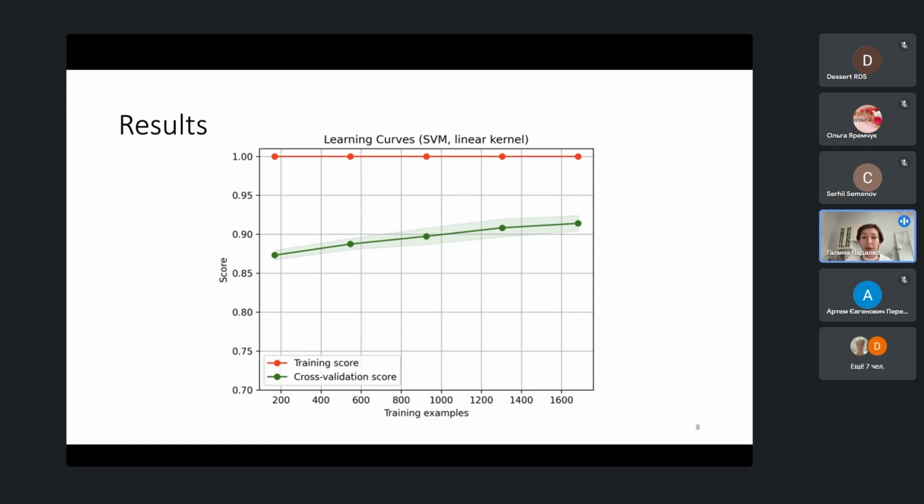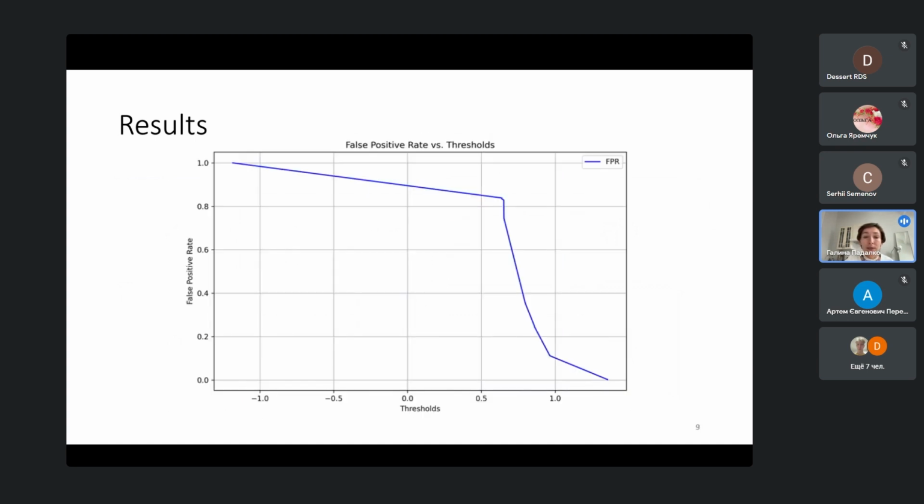You can observe it. The false positive rate versus threshold graph displays the false positive rate as a function of the decision threshold used by the model. It helps to identify the optimal decision threshold that minimizes the false positive rate while maximizing the true positive rate. The false positive rate versus threshold graph is presented in a figure. You can see it on the slide right now.